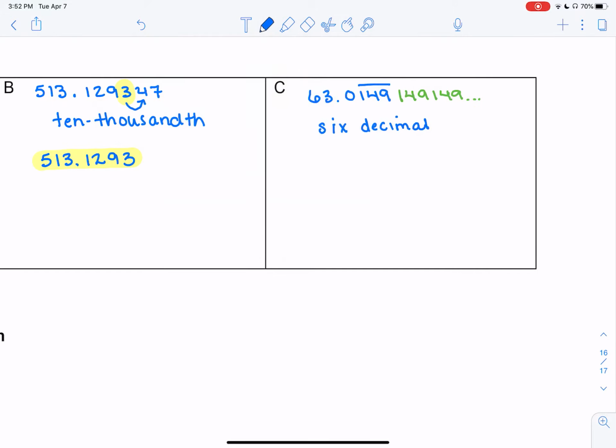Okay, so to figure out 6 decimal places, I'm going to count 1, 2, 3, 4, 5, 6. So it is the 4, that second 4 I'm focused on, and then I look to the right, and this time it is 5 or more, so we're going to round that 4 up. So my answer, everything to the left of it stays the same, 63.01491, and I round up to 5. Okay, so my final answer has a 5 at the end.